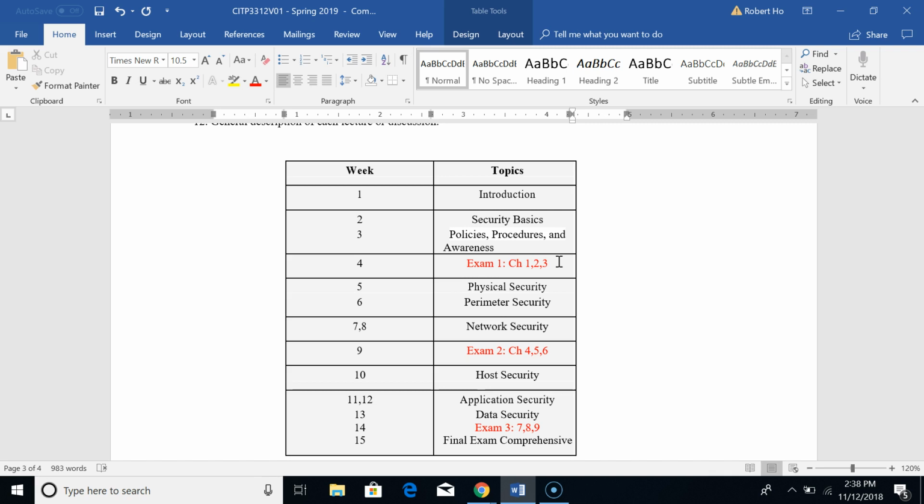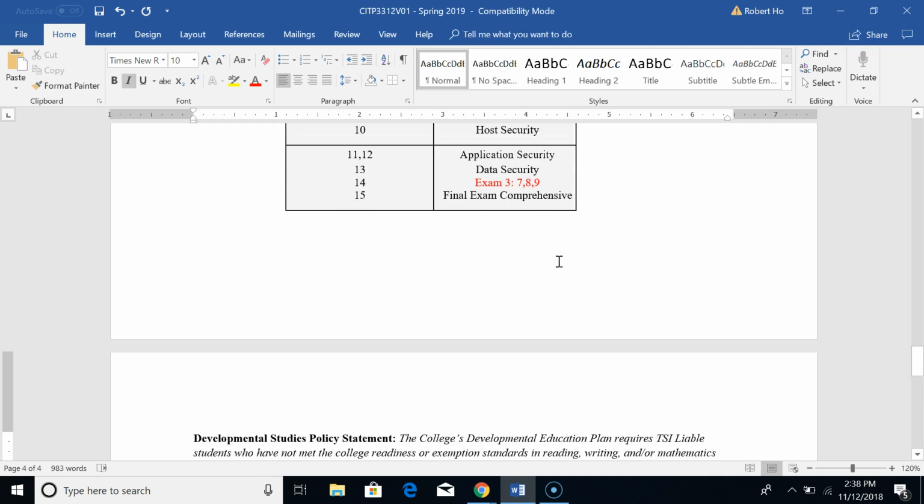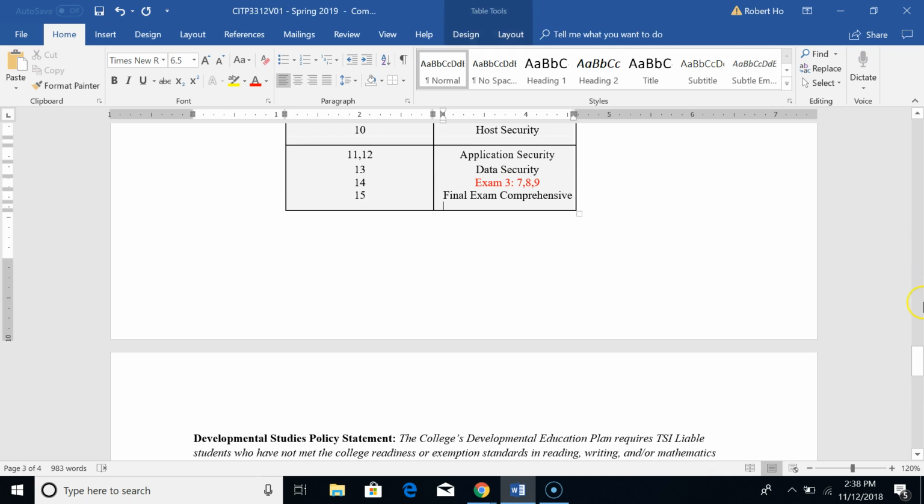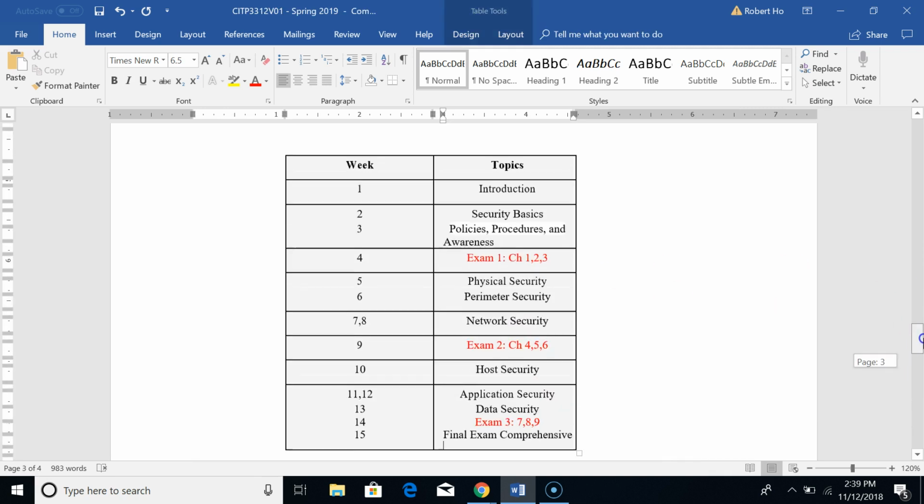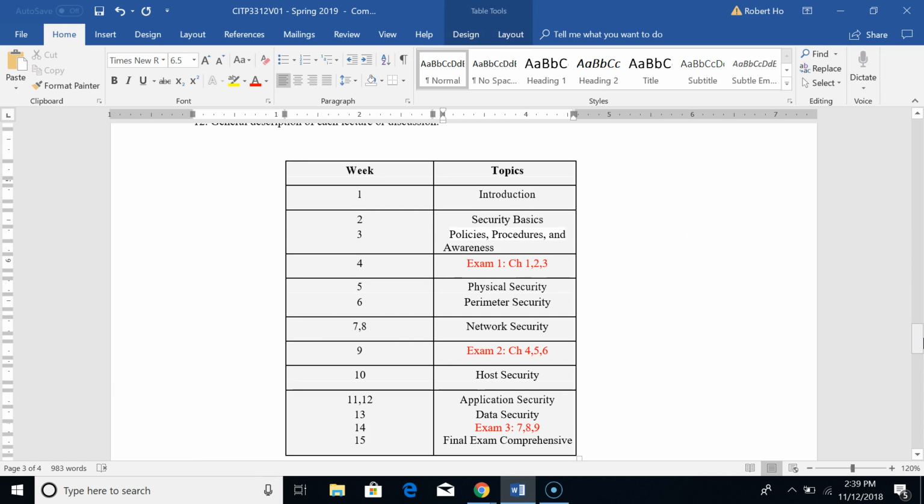And then we have weeks 10, 11, 12, and 13. We are going to cover host security, application security, and data security. In week 14, we are going to have the third exam, which is exam number 3, which covers chapters 7, 8, and 9. Okay. And in week 15 or week 16 here, in week 15, students will need to take a final exam, which is a comprehensive exam.